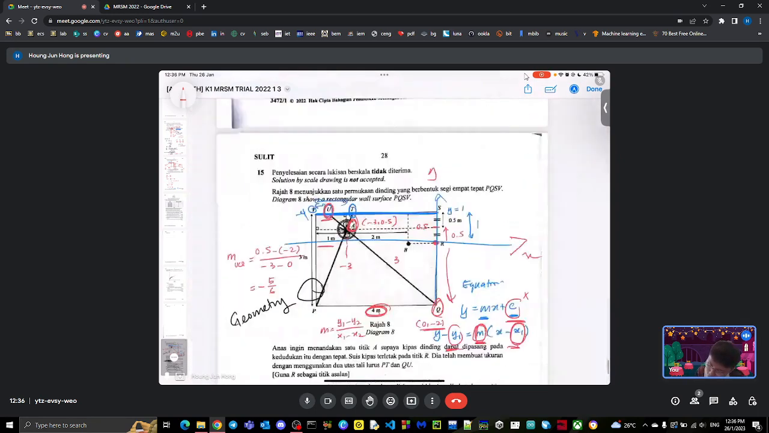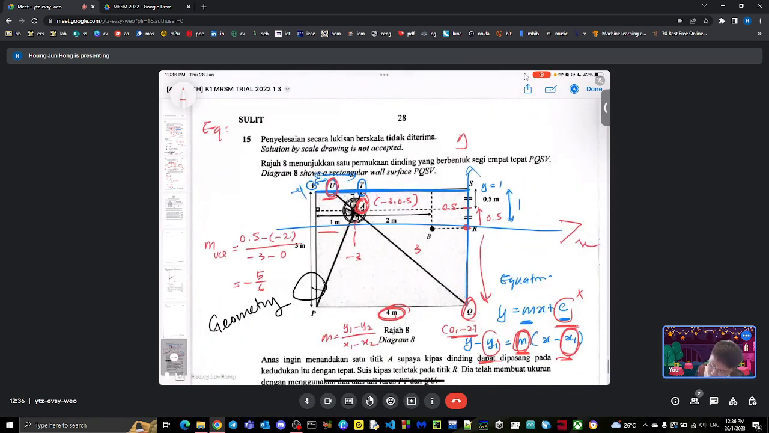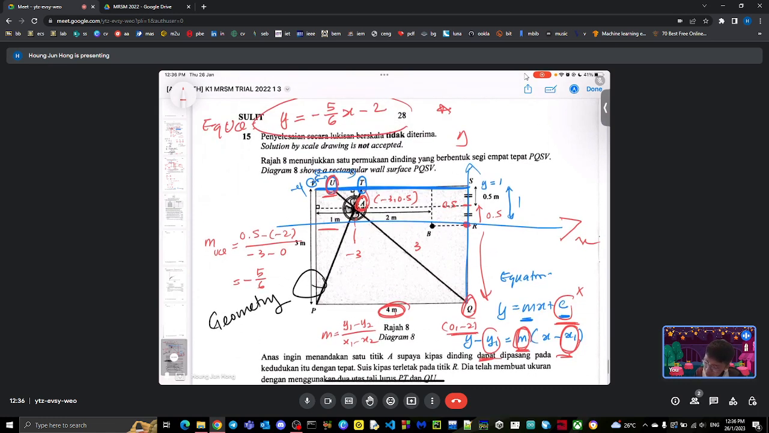So the equation for UQ will be y equals mx plus c. Your m now is minus 5 over 6, plus c. Your c is -2. So yeah, this is the answer. y equals -5/6 x minus 2. Yep, and this is the first equation. Just keep it there. And for the second equation, you want to find PT.